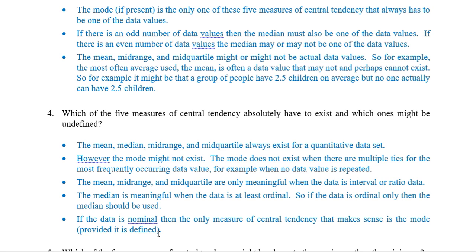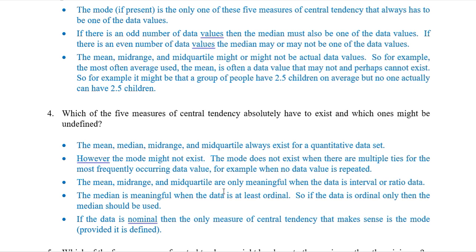The mean, median, mid-range, and mid-quartile always exist if it is a quantitative data set. The mode might not exist. If there are multiple ties for the most frequently occurring data value, there's not a mode. Or, for example, when no data value is repeated, then there would not be a mode. Now, the mean, mid-range, and mid-quartile are only meaningful when the data is interval or ratio data. Okay, they're not really truly meaningful, or certainly not fully meaningful, unless that is the case.